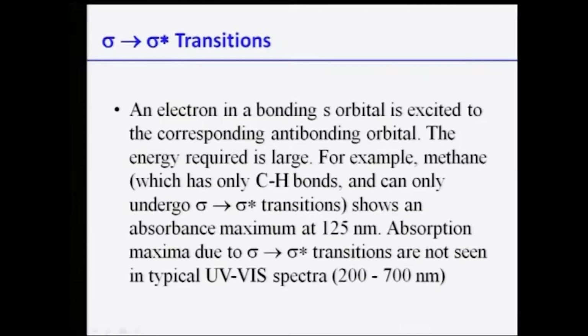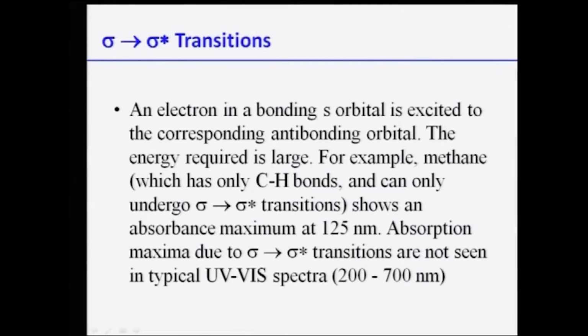Sigma to sigma star transition: an electron in a bonding s orbital, s being one of the s, p, d orbitals in an atom, is excited to the corresponding anti-bonding orbital. The energy required is obviously very high, because s is the lowest energy level. So, you have to take it from the s energy state to the anti-bonding state, which is very high.